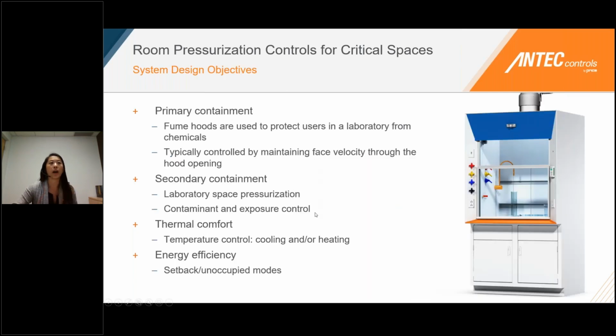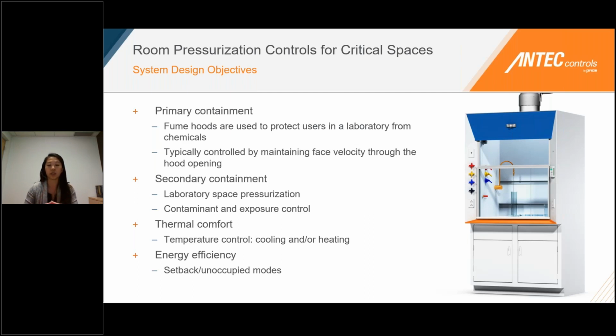So going into the room itself, again, we have fume hoods in a larger space, and the fume hoods in these spaces act as primary containment. These fume hoods are used to protect the users in the lab from any chemicals or harmful airflow that could potentially roll out into the lab. They are meant to exhaust these fumes or chemicals so it doesn't affect the user in this space. Typically this is done by controlling the face velocity, or the airflow through the open area of the open sash of the fume hood itself.